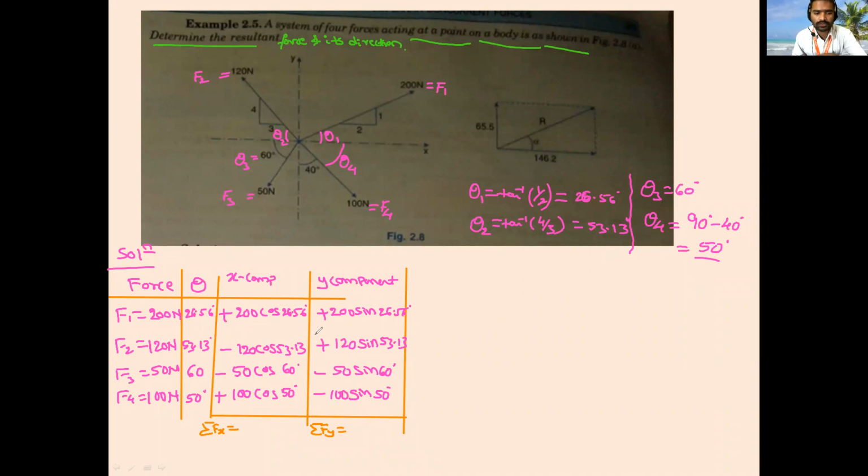All of you calculate these answers, sigma fx and sigma fy. Sigma fx is 197.85. Plus or minus? Plus. Okay, plus. Next, sigma fy.